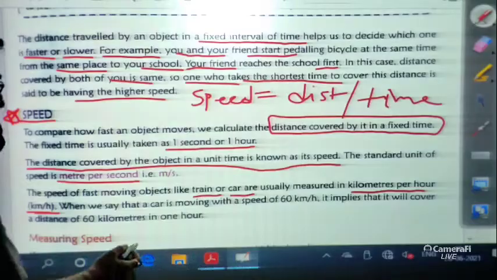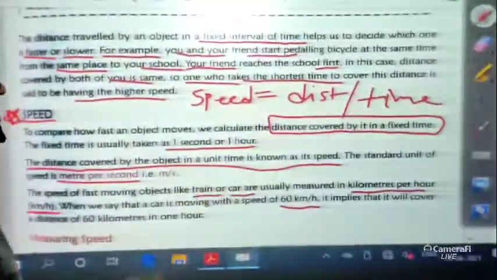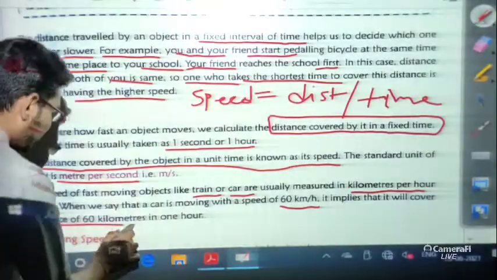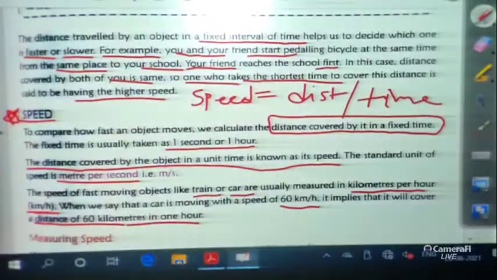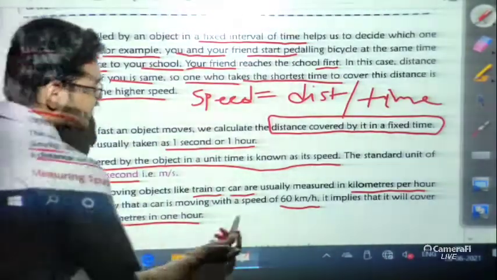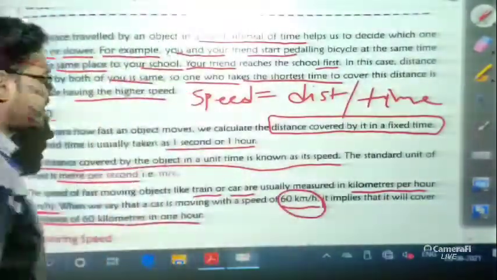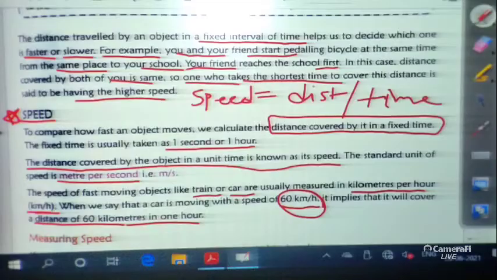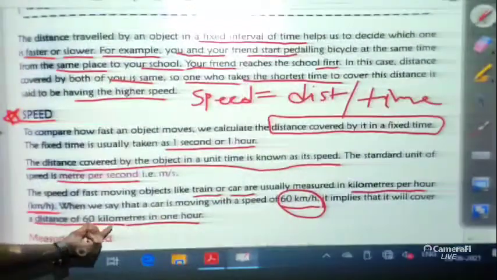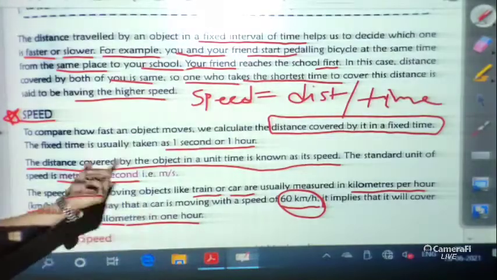When we say that the car is moving with a speed of 60 kilometer per hour, it implies that it will cover a distance of 60 kilometer in 1 hour. Very important students, this question can easily come in your examination. If it is written 60 kilometer per hour, then what does it mean? You have to write that it implies it will cover a distance of 60 kilometer in 1 hour.